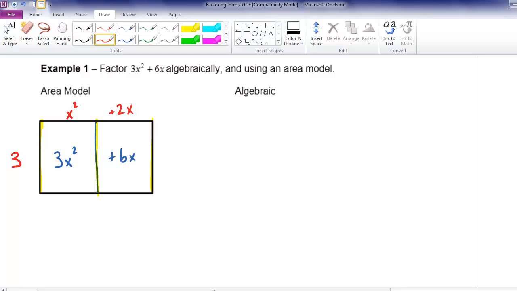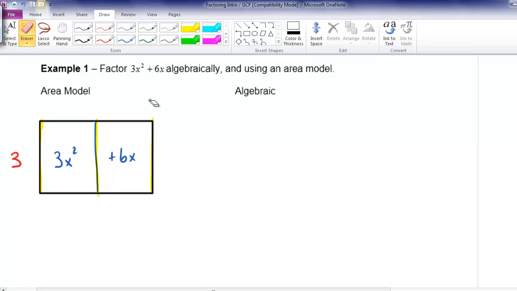Now, one of the things I want to illustrate right here is, even though I've broken this rectangle into 2 dimensions, if we look at the top, they have something in common. That top has x. So when we factor using the GCF, what we really want to do is find the biggest thing that goes into both of those pieces. And a good way to make sure you've done it right is the other dimension is prime.